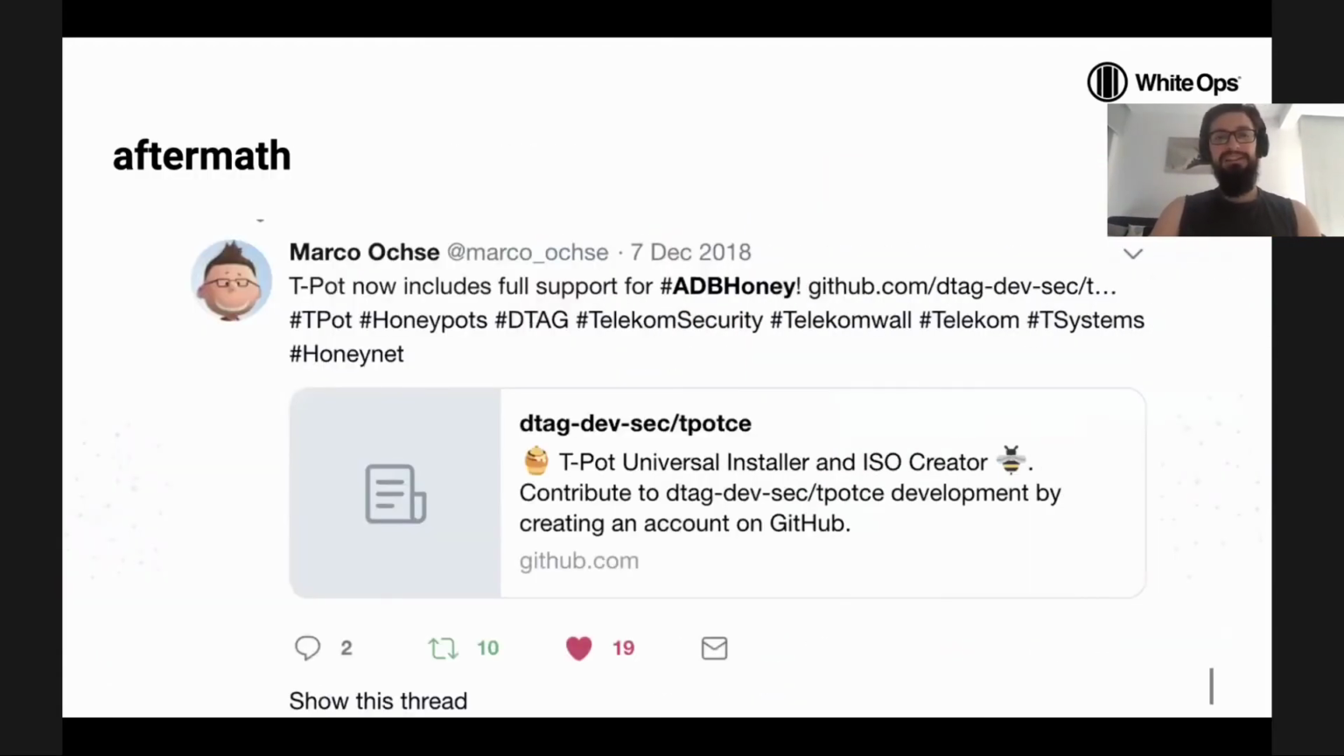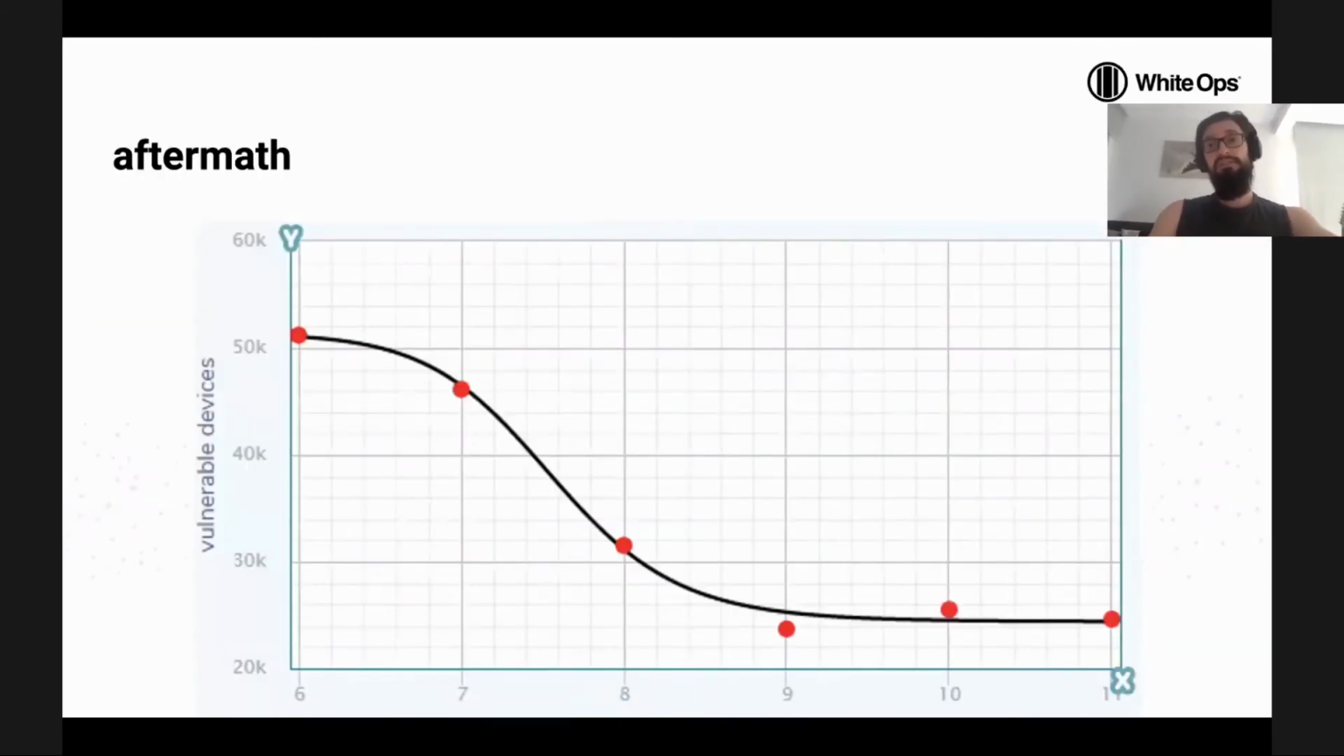And yeah, the honeypot got integrated by the guys at Telecom into T-Pot, which is really cool. You don't have to deploy it by yourself. You can just deploy T-Pot, and you've got an ADBHoney instance running over there. The number of infected devices after I started evangelizing this decreased from more than 50K to 15K, and it decreased even more. This was last year. It decreased more this year to like 7K or something like that, but we'll get to that later.